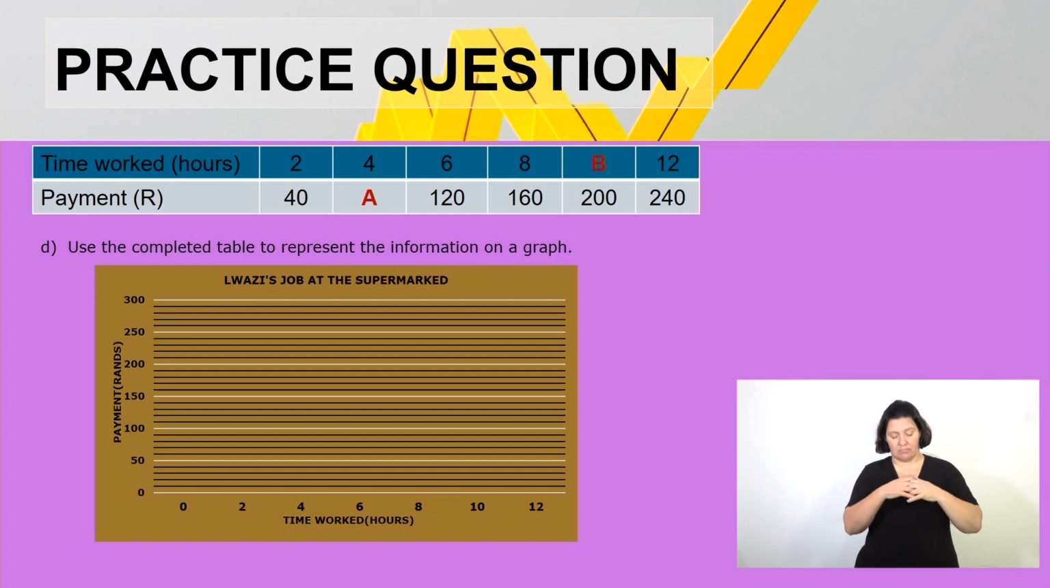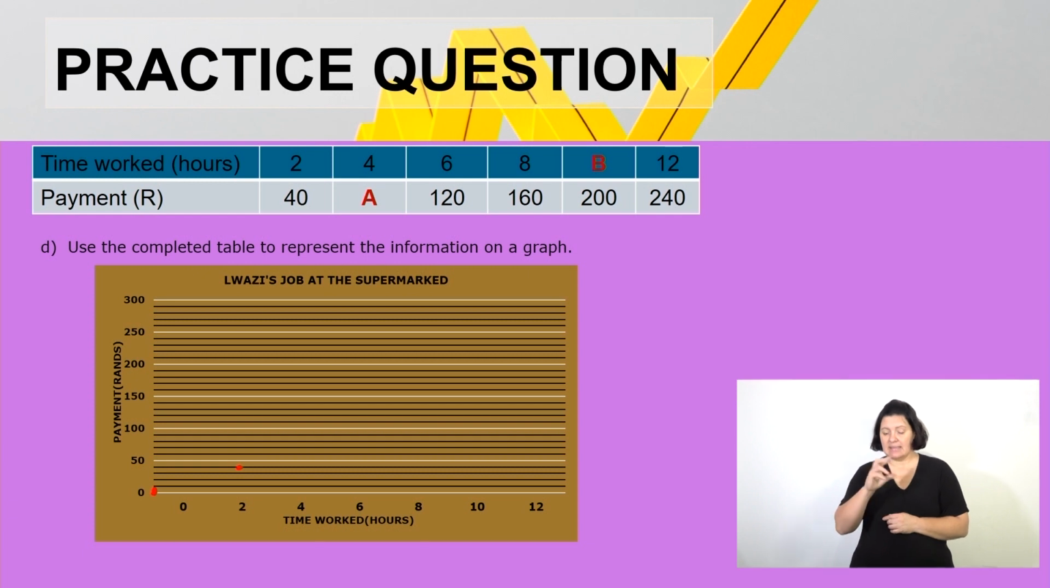Here is a graph. They say use the completed table to represent the information on a graph. Let's plot this one. We know that if he hasn't worked, he will not be paid anything. So it will be 0 over there. And then if he worked for 2 hours, he will be paid 40 rands. It goes there.